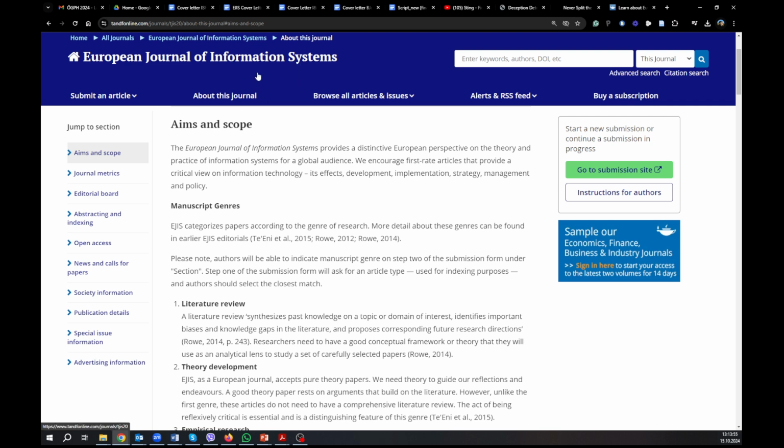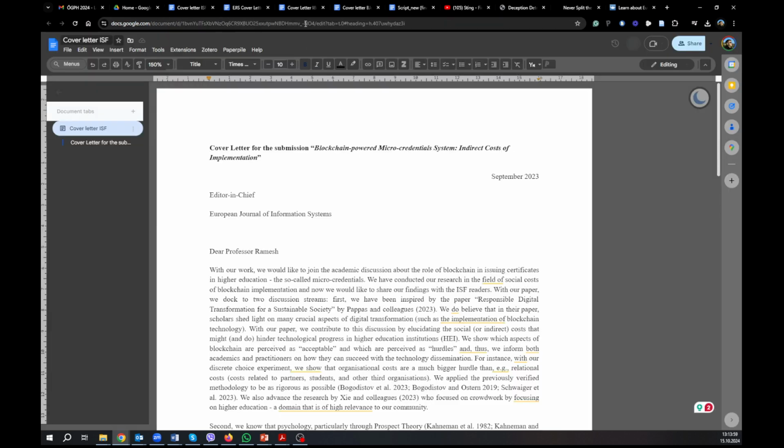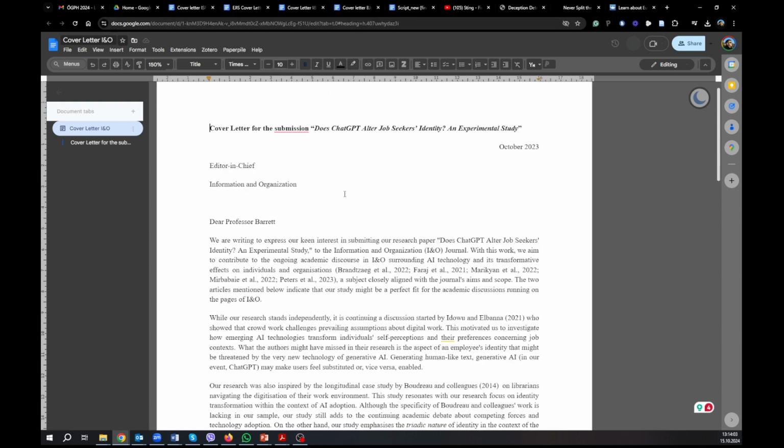So then you go to the cover letter, and let's look at one of the cover letters. Let's take this one. This is for the Information and Organization journal. The paper has been rejected, but at least with comments, which is already good for us. There were reasons to reject the paper, but at least it went into the review process, which is important.